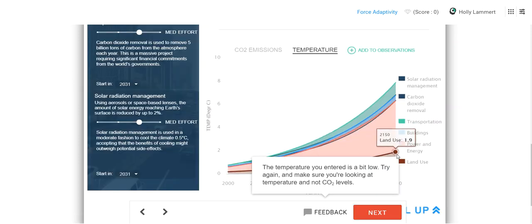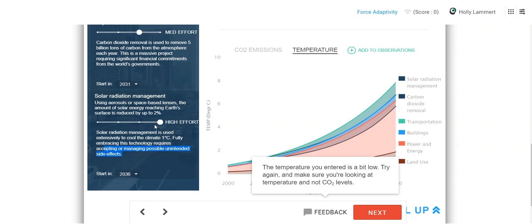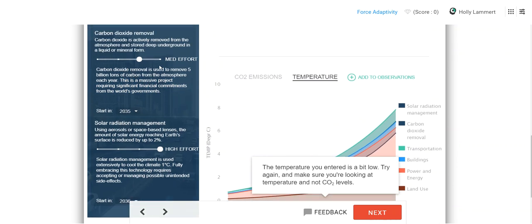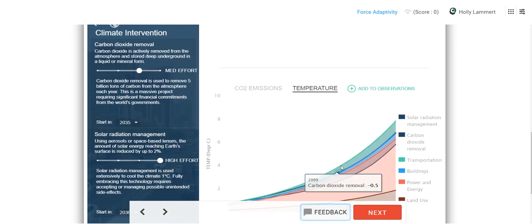Okay, I was looking at land use. Careful there. So as I set these toggles, and it's cool to read these down here, what does it take? It takes accepting or managing possible unintended side effects. That's a big question, right? We're spraying things up into the atmosphere that might have some massive effects. You might be wary about doing that. And it's a massive project that requires financial commitments from all the world's governments.